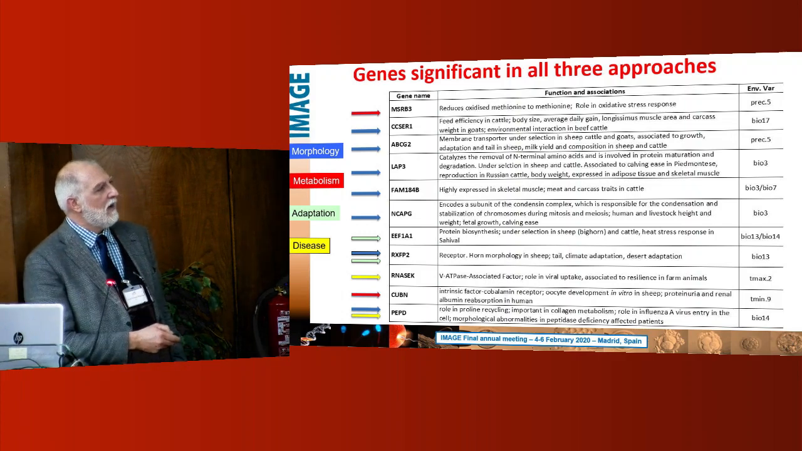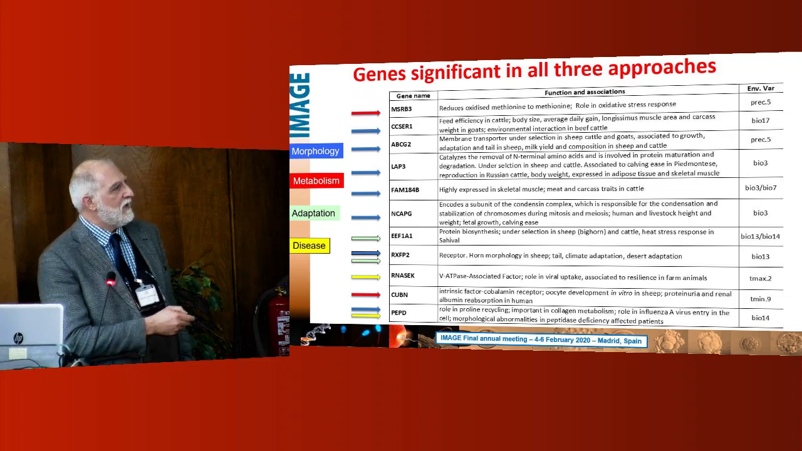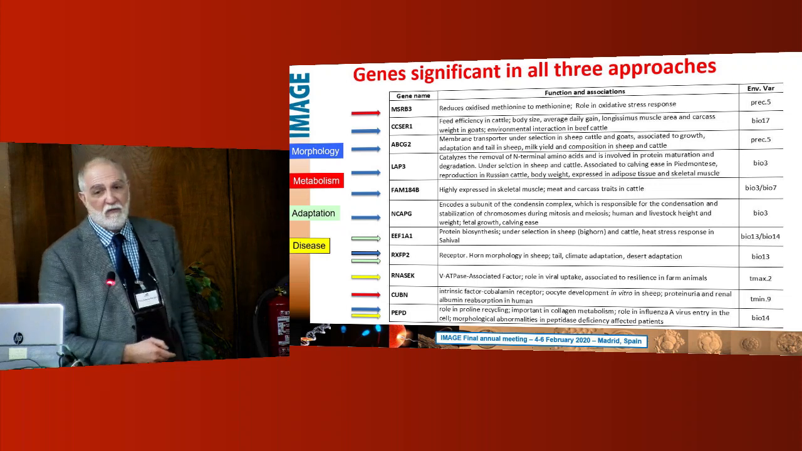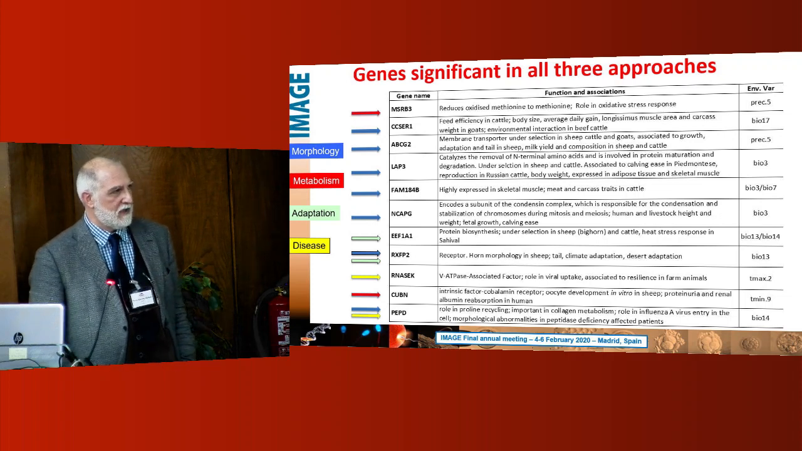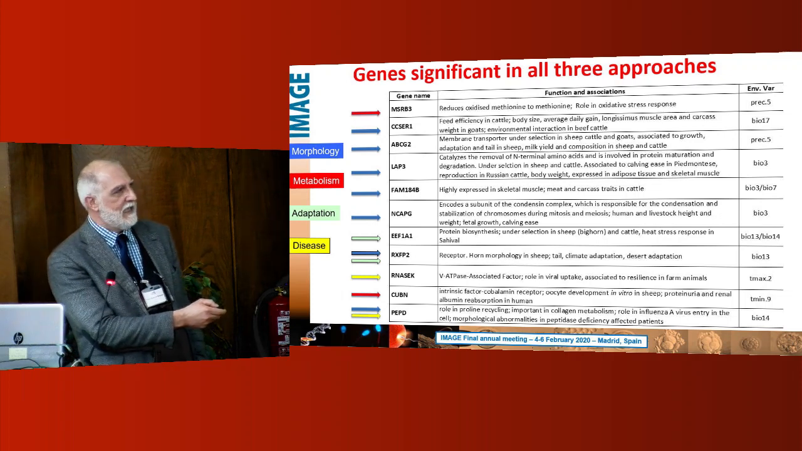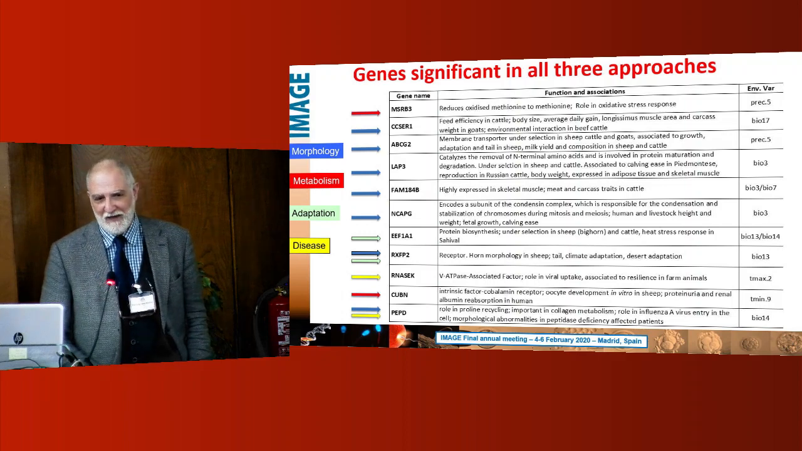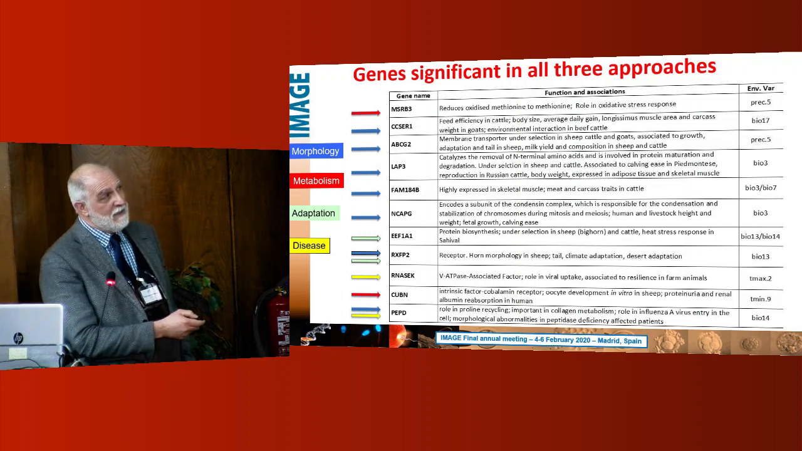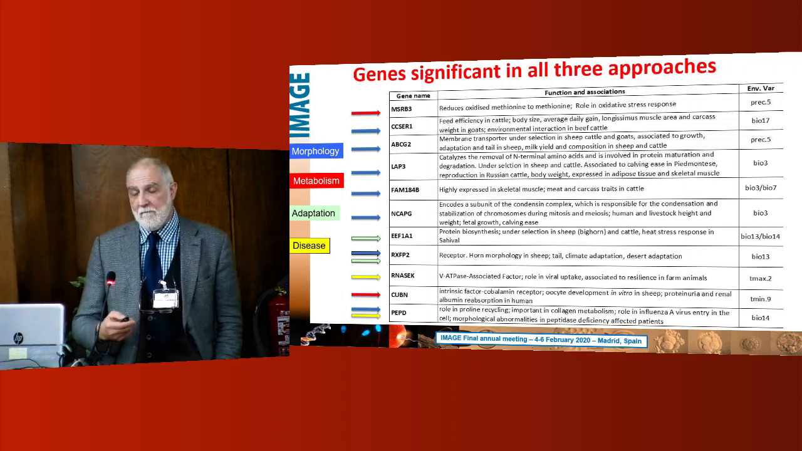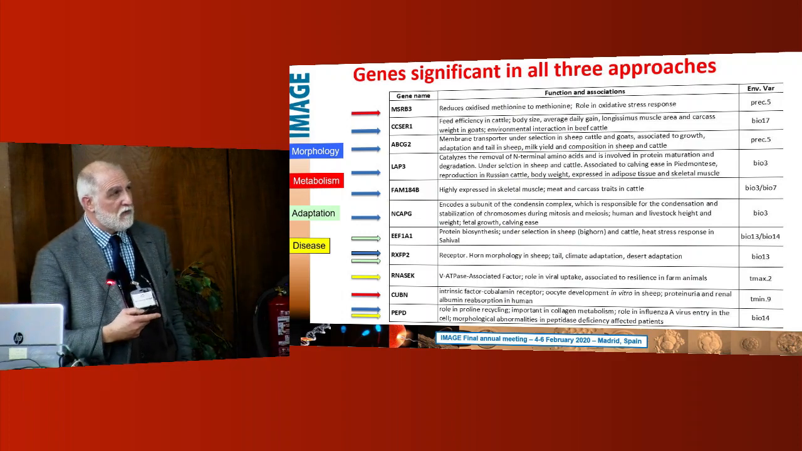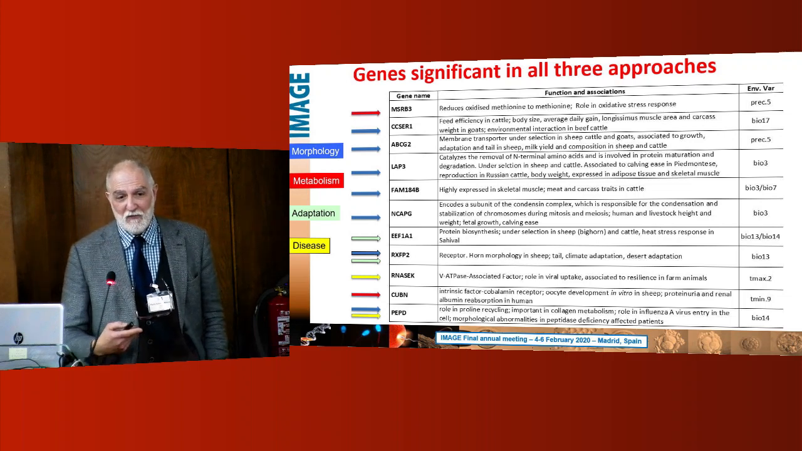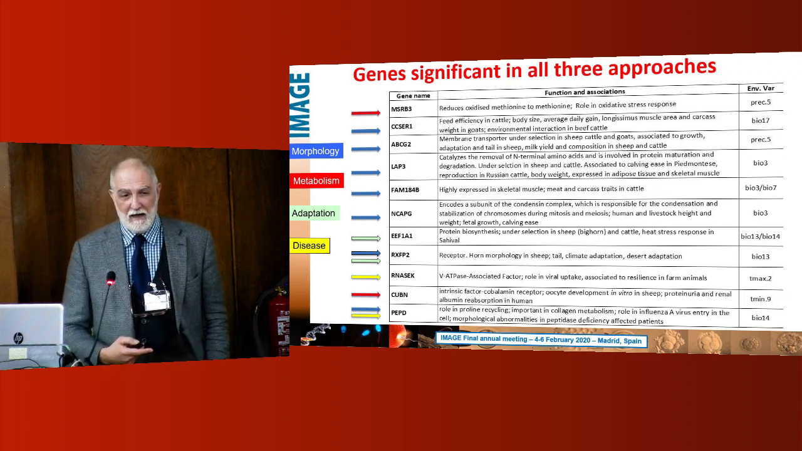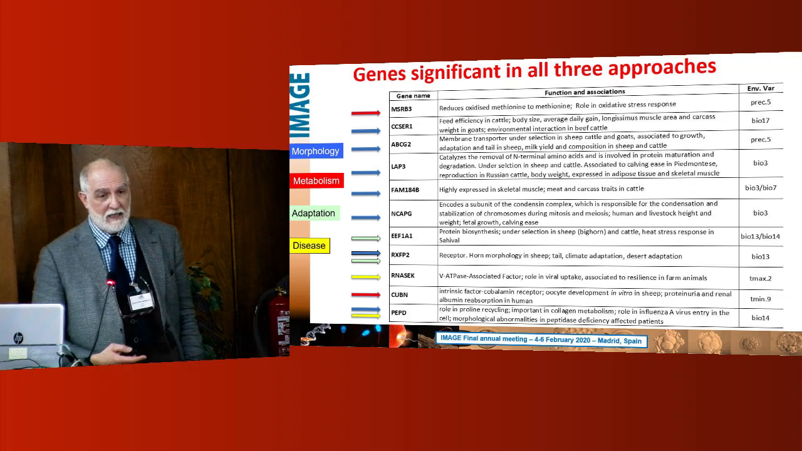Some have a double arrow here because, for instance, RXFP2 has been identified for horn morphology in sheep, but has also been reported as important for climate adaptation and desert adaptation. We'll see that in this case, horn morphology is the correct answer, and probably this indicates that we have to think about correcting not only for population structure, but also for the kind of management of breeders, of the breeds, okay?